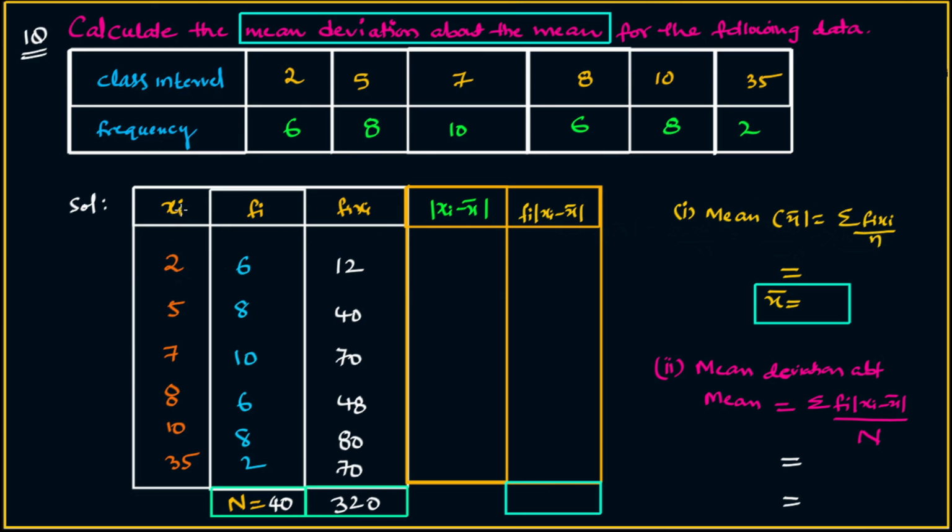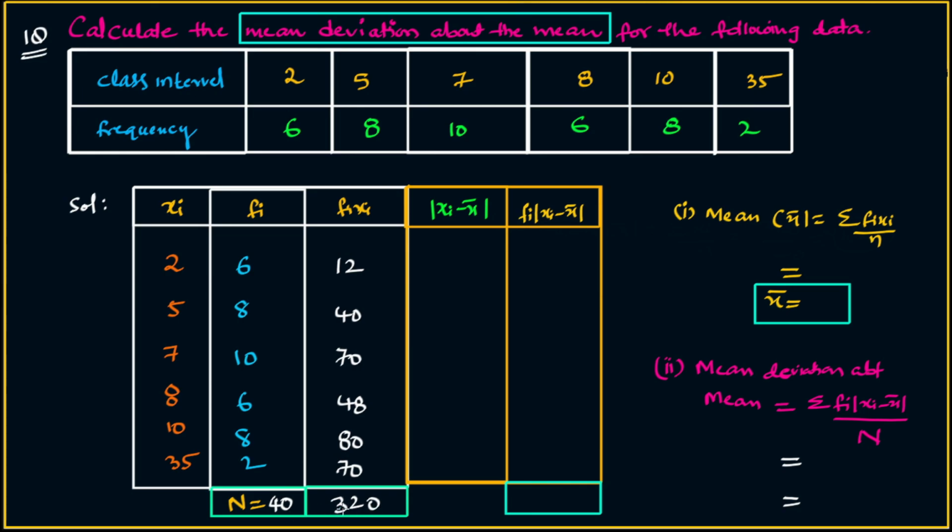So first write down the given data, that is xi observations 2, 5, 7, 8, 10, 35, and corresponding frequencies 6, 8, 10, 6, 8, 2. First find out n. N is the sum of the frequencies, that is 40. Now find out fi xi. 2 6s are 12, 5 8s are 40, 7 10s are 70, 8 6s are 48, 10 8s are 80, 35 2s are 70, and summation of fi xi is 320.